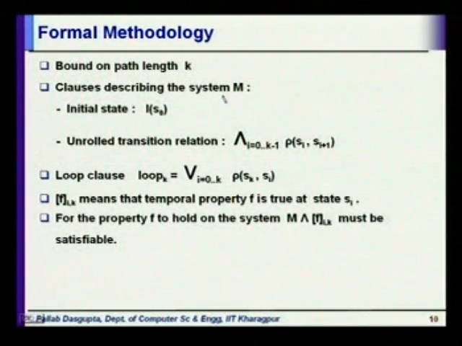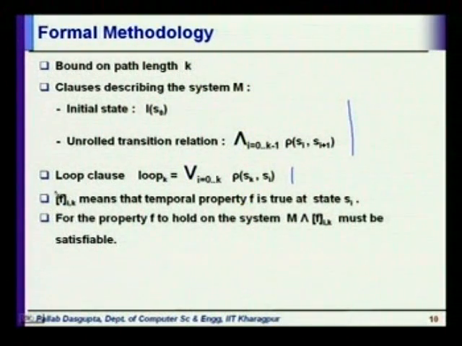So is it clear? These are the clauses from the transition system and the initial state. This is the loop clause. Okay. Loop clause is not going to be added all the time. We will add it for specific properties like GP.